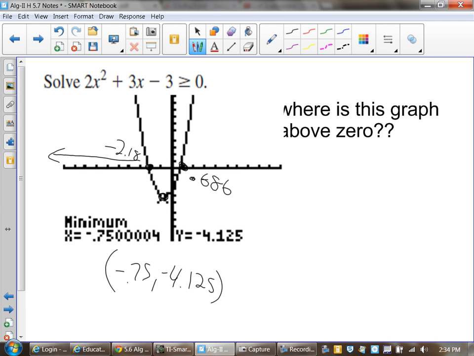Is our number smaller than negative 2.18 or bigger than negative 2.18? So it's when x is smaller than or equal to negative 2.18, or when x is greater than or equal to 0.686. Those are the values that make the graph positive.